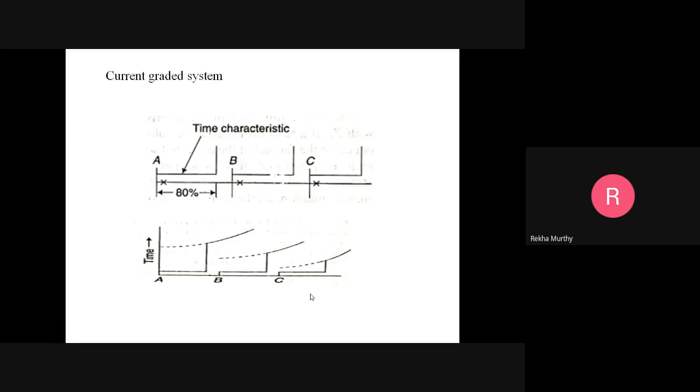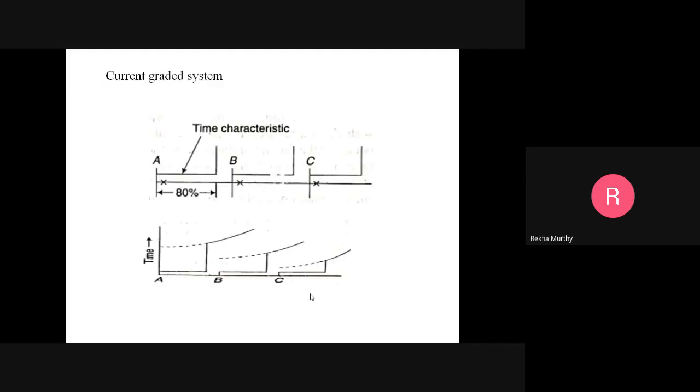So this is how the current graded system works. This scheme is used where the impedance between the substations is sufficient to create a margin of difference in fault currents. The advantage of this system as compared to a time graded system is that the operating time is less, near to that of a power source. That is the advantage of this. Okay, now coming to the combination of current and time grading.